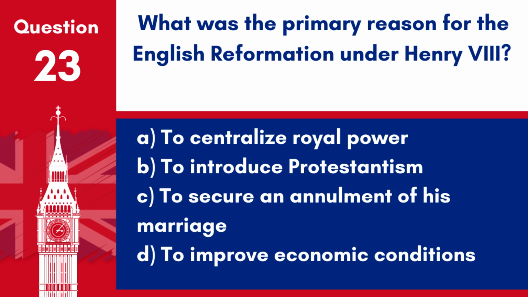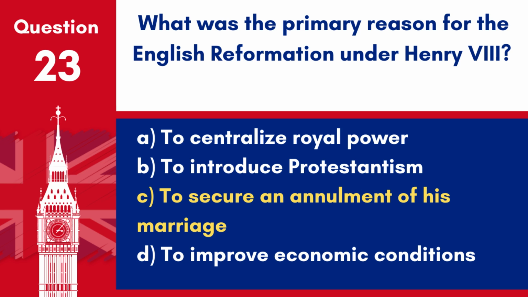Question 23. What was the primary reason for the English Reformation under Henry VIII? A. To centralize royal power. B. To introduce Protestantism. C. To secure an annulment of his marriage. D. To improve economic conditions.